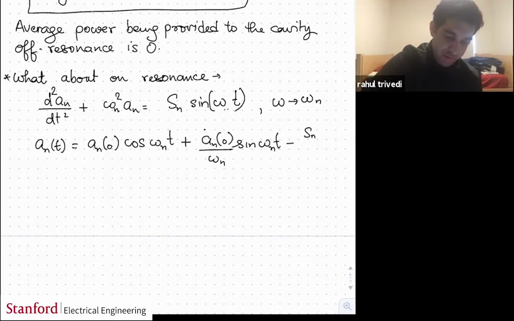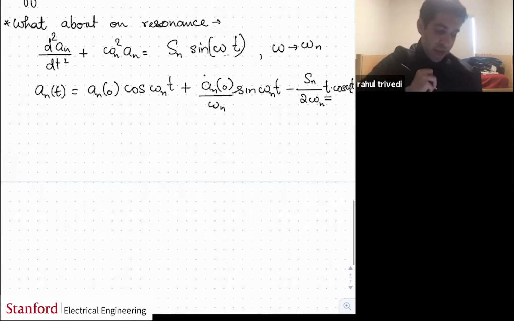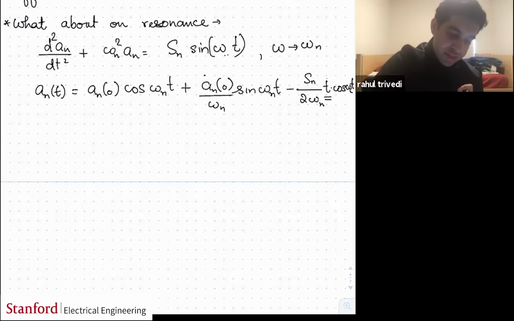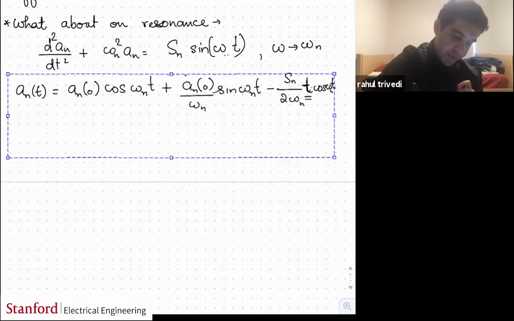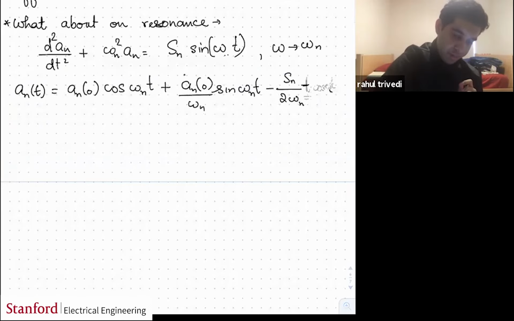But now you have a term t times cosine of omega n t, right? So what you have here is that when you're driving on resonance, your field amplitude is increasing indefinitely with time, right? So this is t times cosine of omega n t, right?